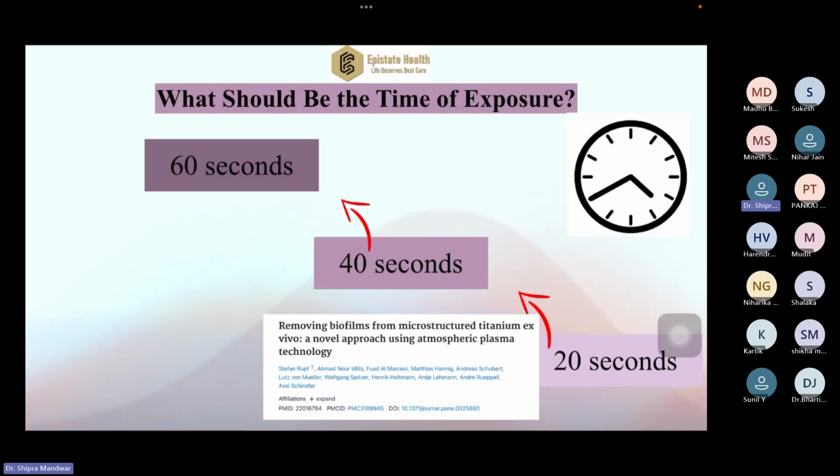So, this is a study which shows that the antimicrobial or cleaning effect is achieved within 20 seconds of plasma exposure. But it does not provide the surface energy or the hydrophilicity at 20 seconds.